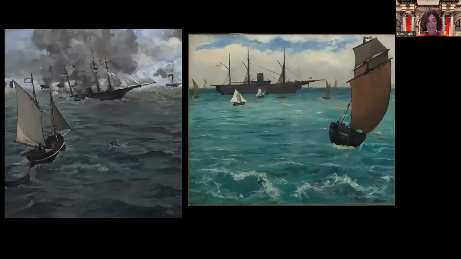And Manet, here we'll look at them side by side, painted 2 canvases related to the event. One that imagined the battle. This one is how he imagined the conflict. And this one shows the surviving ship, that he actually went to see when it was anchored on the coast of France. And these were his first depictions of a current event.